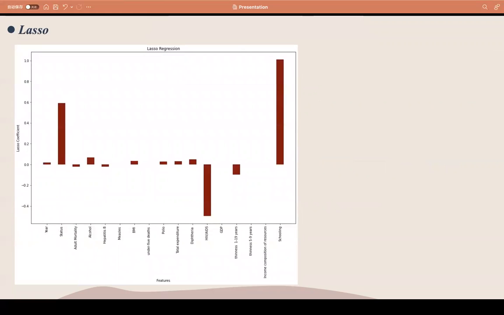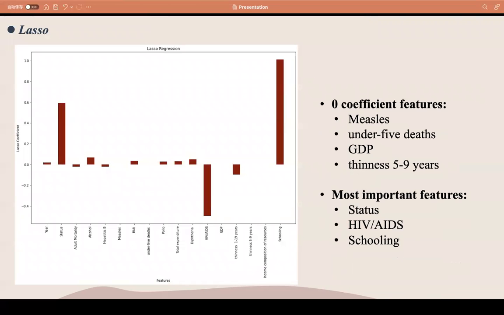Here's the coefficients from the lasso model. We can see that measles, under 5 deaths, and thinness between 5 to 9 years have 0 coefficient. And status and schooling have a significant positive influence on life expectancy, which is reasonable since a more developed country will result in a longer life expectancy, and people with a higher education level would have better living quality. And HIV has a negative influence on life expectancy, meaning that a higher death rate of HIV results in a shorter life expectancy.